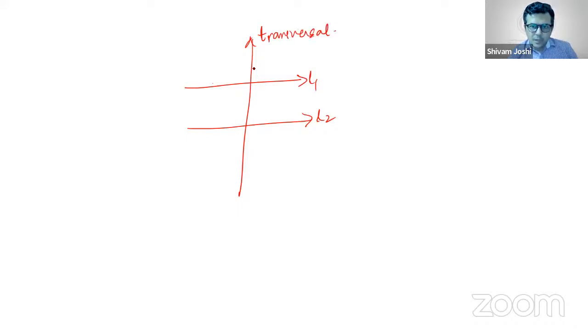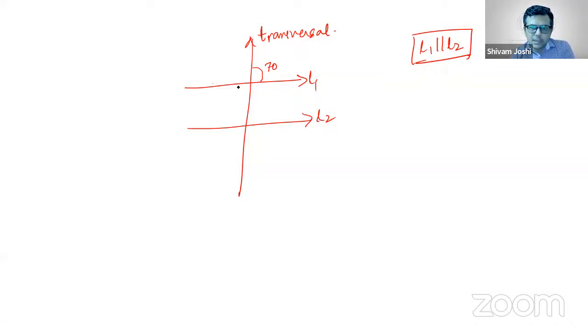Suppose it is given to me that this angle is 70 degrees, right? And it is also given to me that L1 is parallel to L2. With the help of this information, I will be able to find out the remaining 7 angles, right? How do we do that?